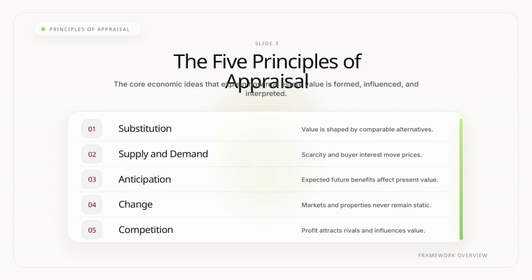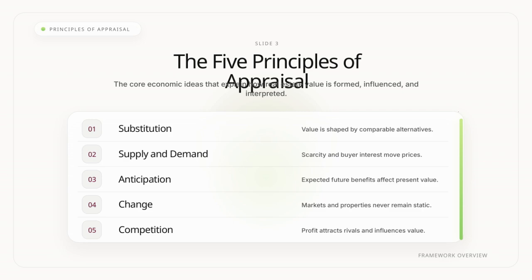When a property is scarce and there's strong buyer interest, prices tend to rise, reflecting this balance between availability and desire. The third principle is anticipation, which tells us that the expected future benefits of property, like potential income or development, affect its value today. Then there's change, reminding us that both markets and properties are constantly evolving. This means values can fluctuate over time due to various economic or environmental factors.